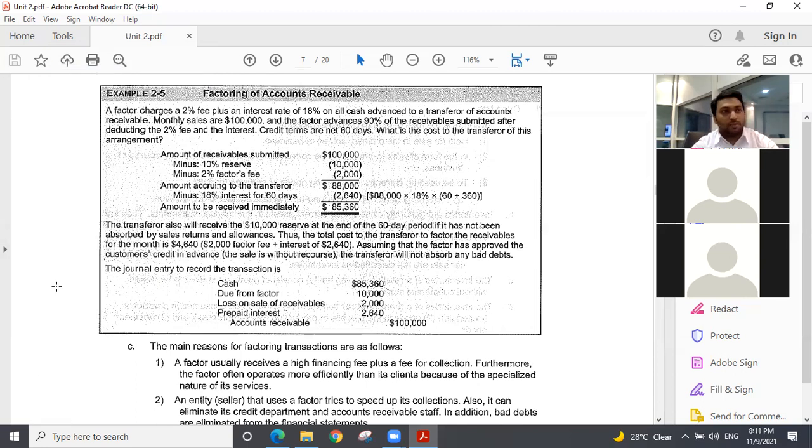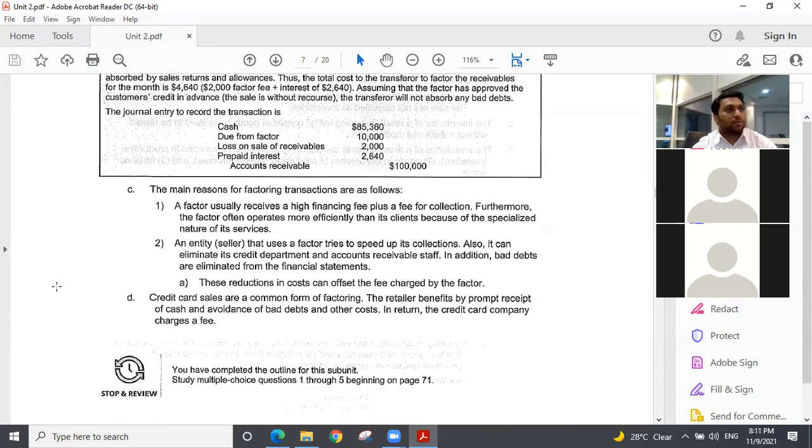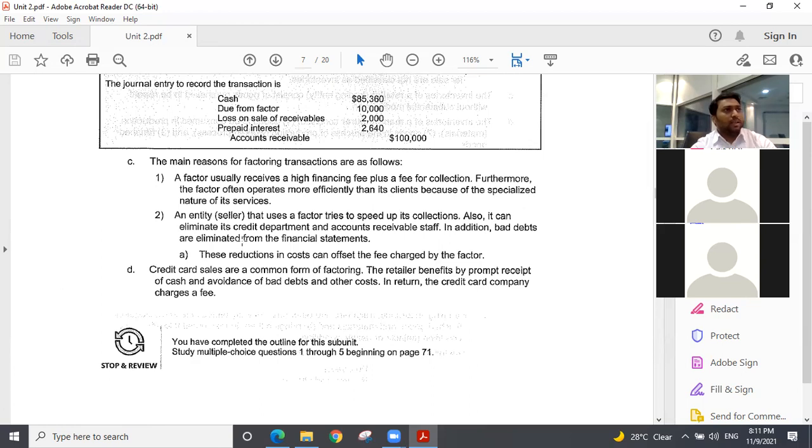The main reasons for factoring transactions are as follows. A factor usually receives a high financing fee plus a fee for collection. Furthermore, the factor often operates more efficiently than its clients because of the specialized nature of its service. Because if I am a factoring agent, I don't have any other job. This is my main job. You have other things to do, your main operations, you have to concentrate. So you can give that job to me, I will do the collection. An entity that uses a factor tries to speed up its collection.